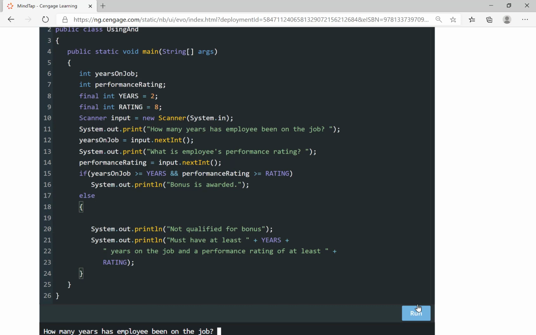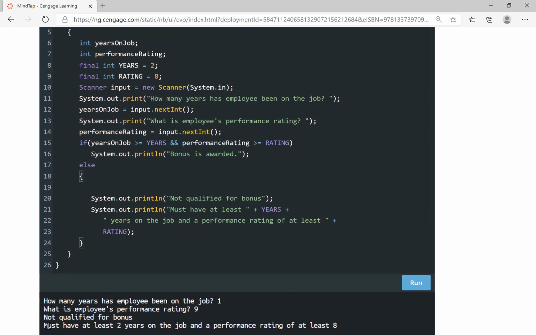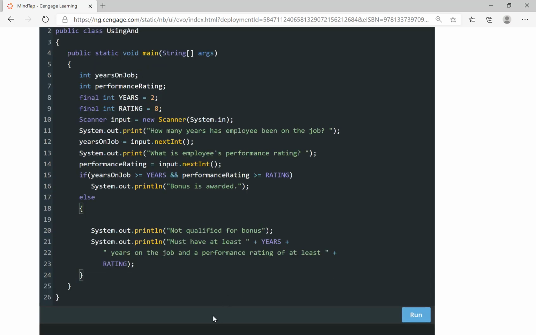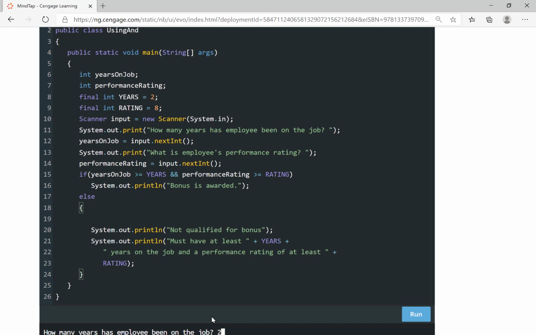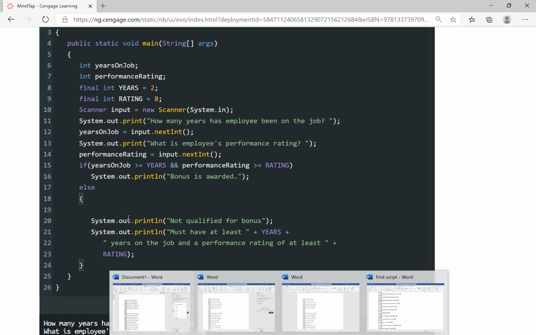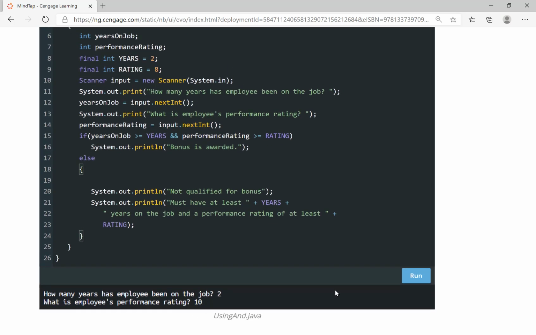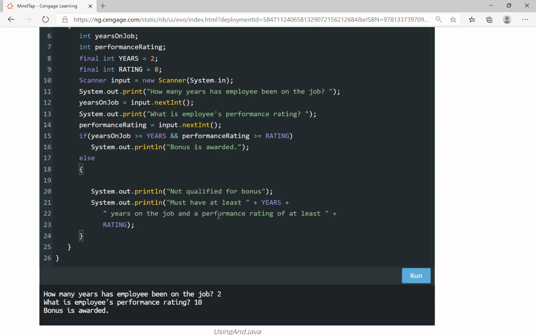So now we put in, once again, 1 and a 9. Let me scroll down here. Not qualified for bonus. You have to work at least 2 years and have a performance rating of at least 8. So the question is, what would happen if I work there 2 years? Let's say I run exactly 2 and I have a performance rating of 10. So, yes or no, am I getting the bonus? Look through the logic. Let me hit enter. Yep, you do get the bonus. Why? Because 2 is greater than or equal to 2, and of course, the performance rating 10 is clearly greater than or equal to 8. So that's how it works.